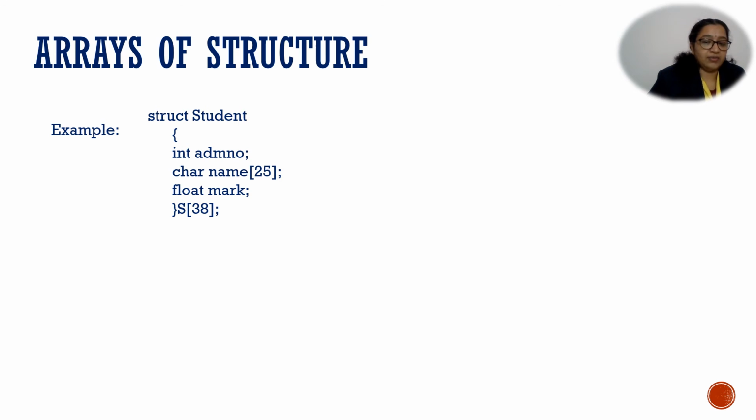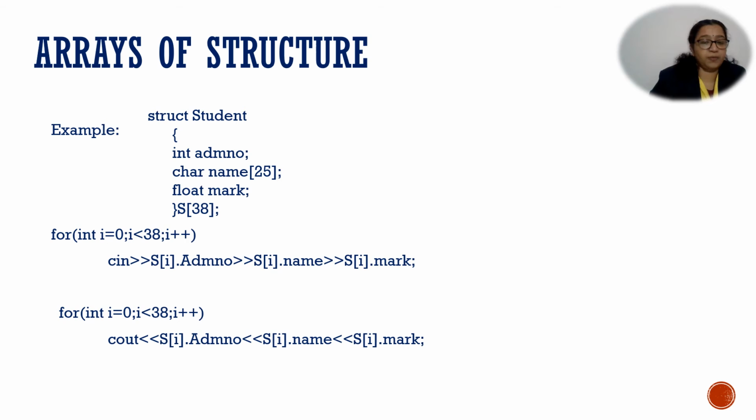So we already studied how to input the details. But if it is 38 students, is it possible to write from 0th position to 37? It is difficult, is it? But the statement is same: cin S of index number dot element name. So if you want to repeat from 0th to 37, yeah, for loop we can use. So how we can use for loop? For int I is equal to 0, I less than 38, I plus plus. Cin S of I dot admission number.